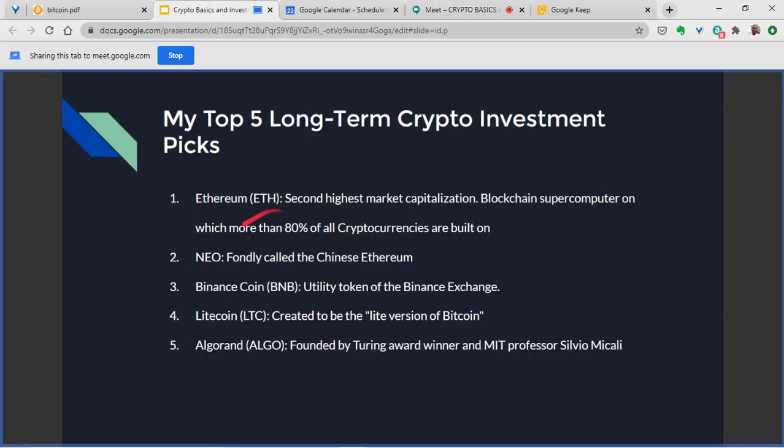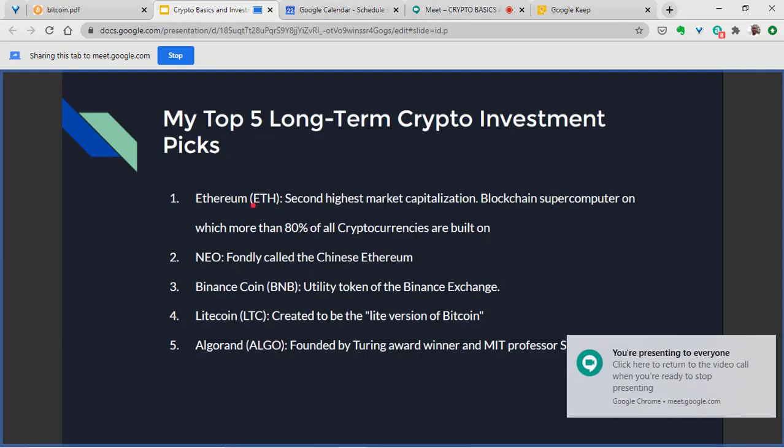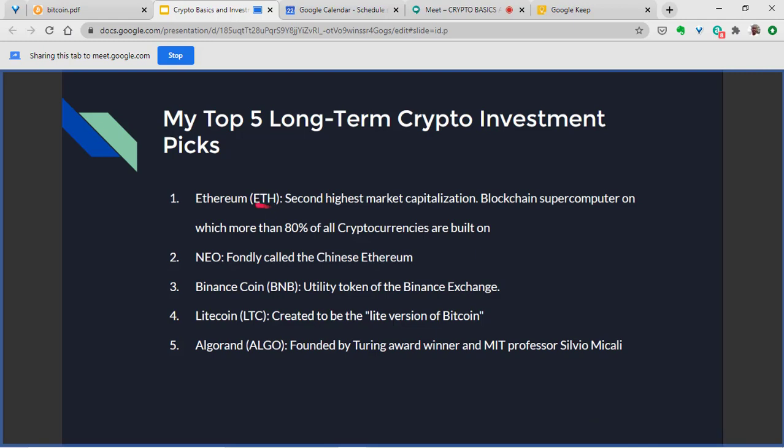All right. So this is what they call a ticker. What it does is, instead of me saying Ethereum all the time, if I want to trade it, this is what I see. Do you understand? So each of those coins, if you see Binance coin, it's called BNB. You see Litecoin, it's called LTC. Those are just what they call tickers.